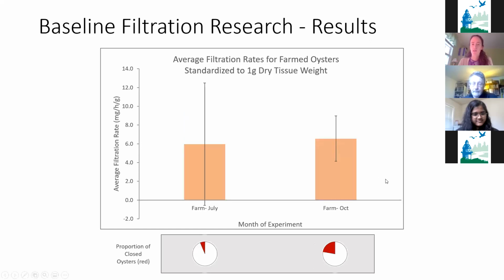And here are our results from the farm experiments. Again, the time of the experiment is on the x-axis and the y-axis is the average filtration rate of the oysters. The proportion of closed oysters are seen in that pie chart below.